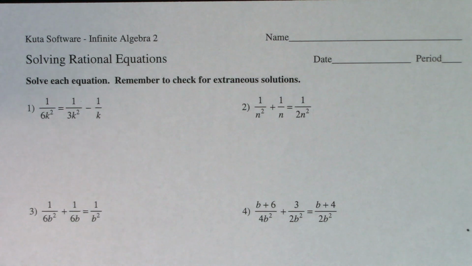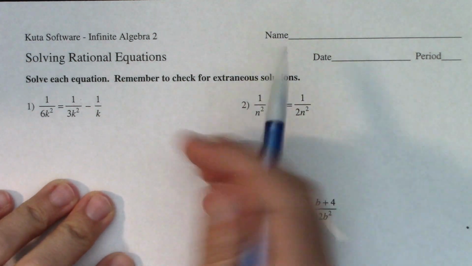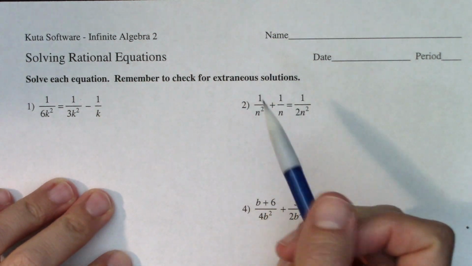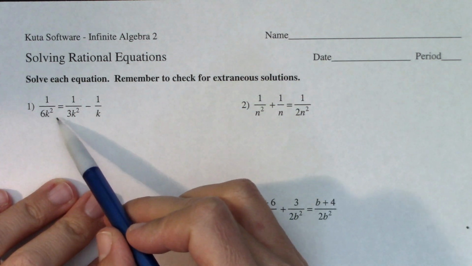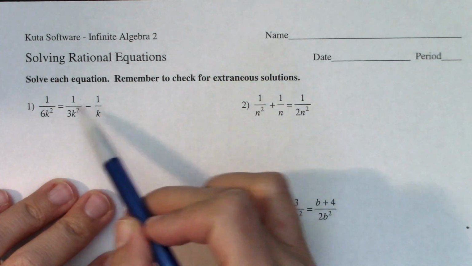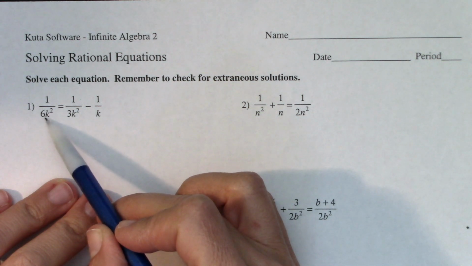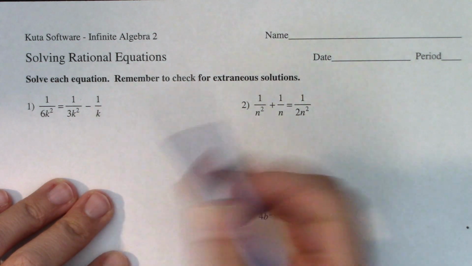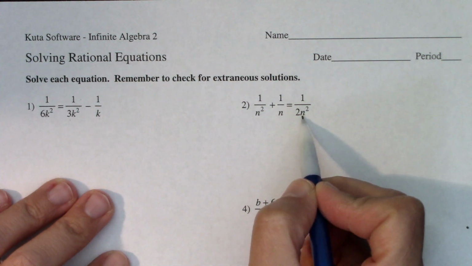Folks, let's take a look at solving some rational equations. So I'm going to do 2 of these at a time. For number 1, I've got denominators of 6k squared, 3k squared, and k. Over here I have n squared, n, and 2n squared.